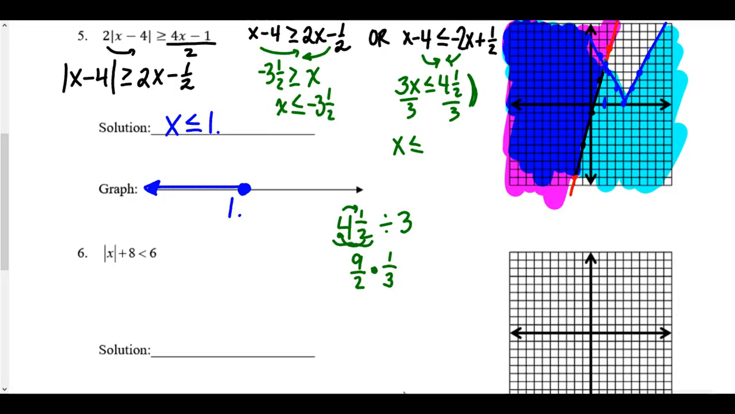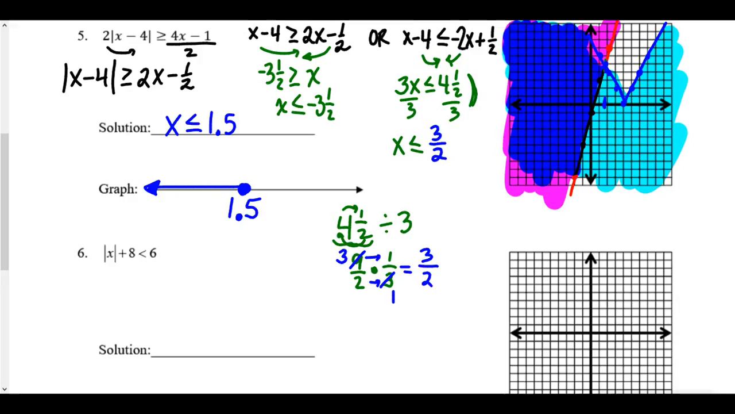And then instead of divided by 3, I'm going to flip it and call it multiplication. So it's 9/2 times 1/3. I'm going to reduce. 3 goes into 3 1 times. 3 goes into 9 3 times. And then I'll multiply straight across the top. 3 times 1 is 3. Straight across the bottom, 2 times 1 is 2. And I get 3/2. So I have x is less than or equal to 3/2. Well, 3/2 is 1.5. You could either write it as 3/2 or 1.5, it doesn't matter, but that's going to be the number I'm talking about.